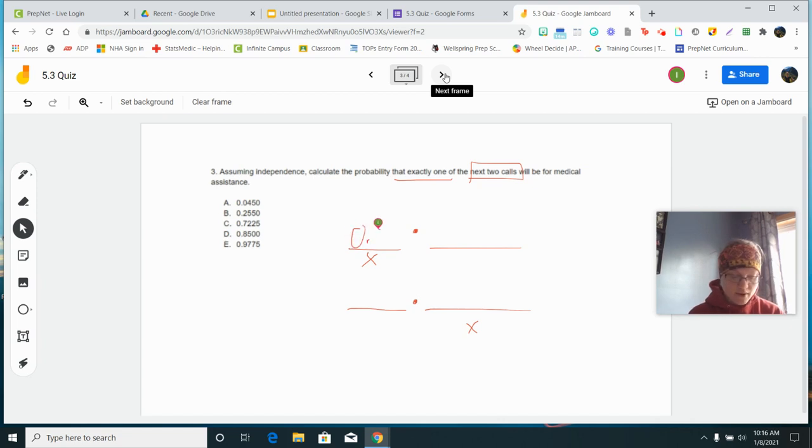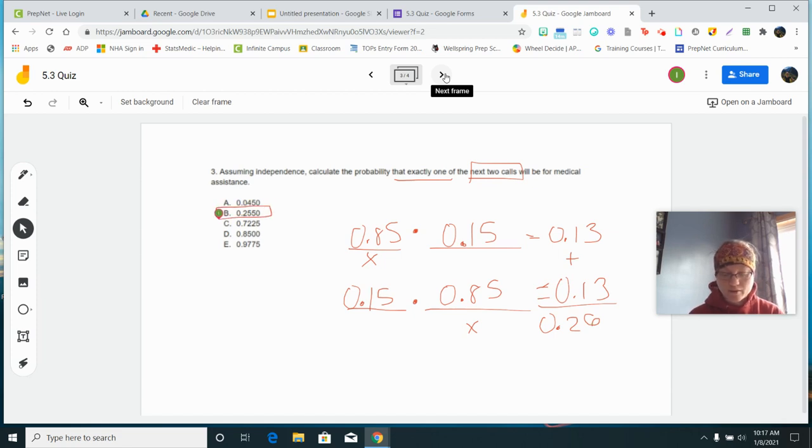So I have 0.85. The first call would need assistance, and then the second one does not. And then the first one would not need assistance, but the second one does. And so I just want to get those 2 options. So 0.85 times 0.15, either way is going to be 0.13 if I round. And then if I add those 2 together, I'm going to get 0.26. Now I rounded a little bit, which is why I have a slightly different answer, but that's going to be B. If you don't round, then you would get exactly B. So that is the second option.